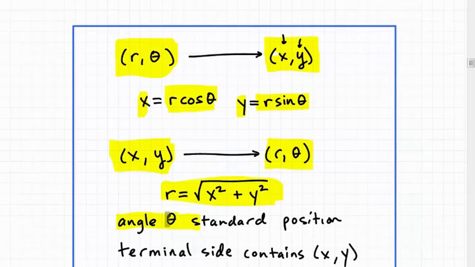Well, the angle, this angle theta, we need to have it in standard position. Standard position, again, you're measuring from the x-axis and going counterclockwise, right? And when it's in standard position, this is the terminal side of the angle. It's got to contain that point. All right, so let's see some examples, and this will make a little more sense.